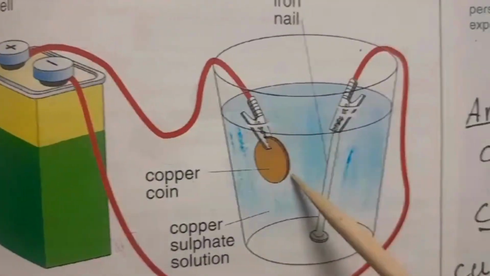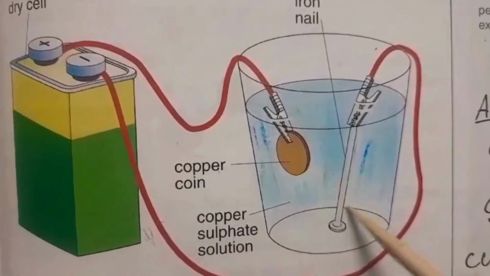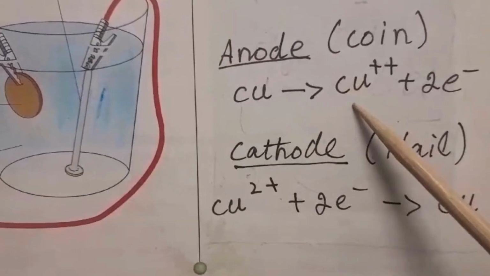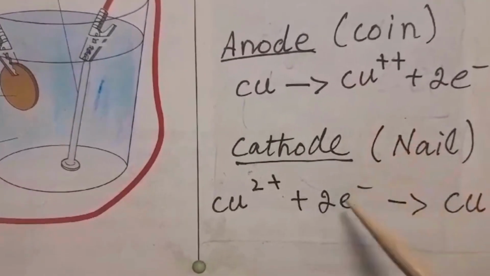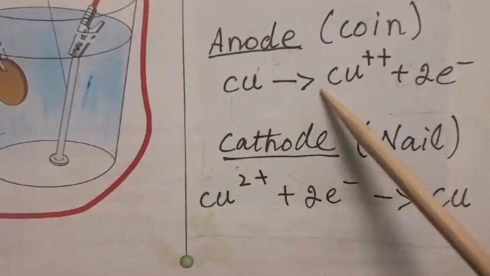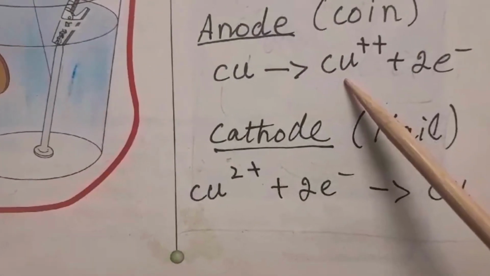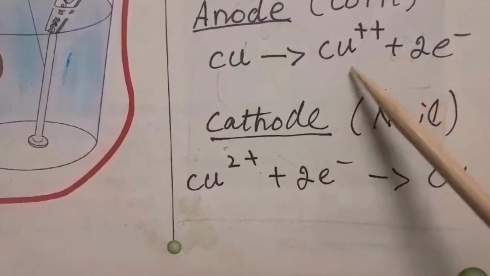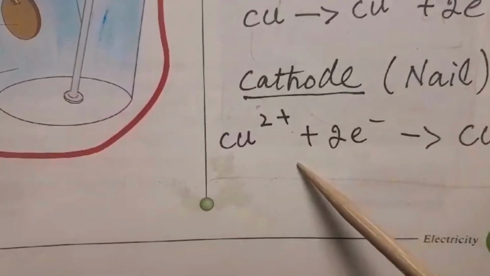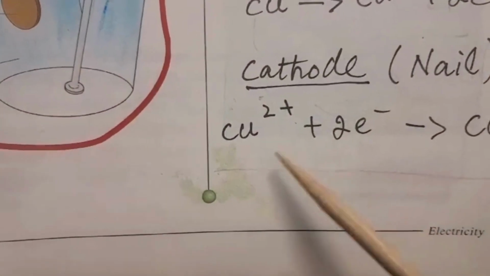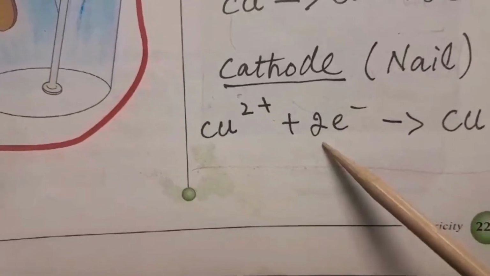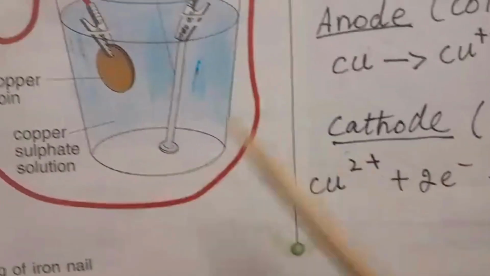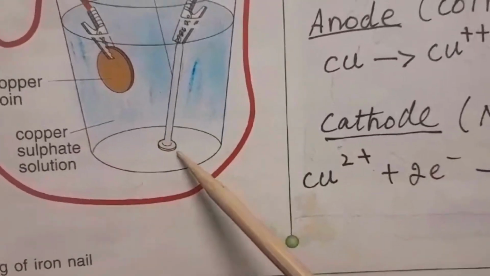So in this case, where the copper gets deposited on the iron nail, these are the half reactions taking place at anode and cathode. At anode, the oxidation of copper is taking place. Copper is converted into copper ions, Cu2+, by losing 2 electrons, and at cathode, the copper ions are reduced by gaining 2 electrons, and this copper will get deposited on the iron nail.